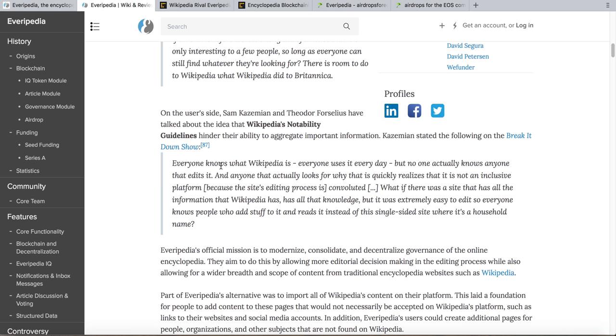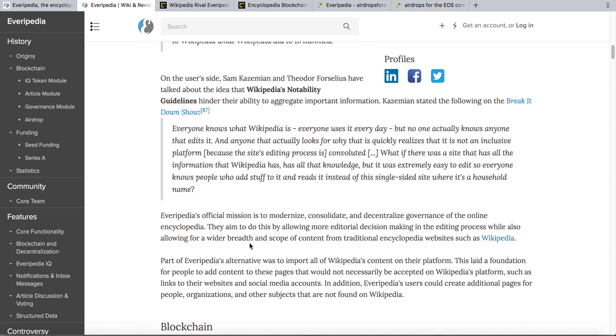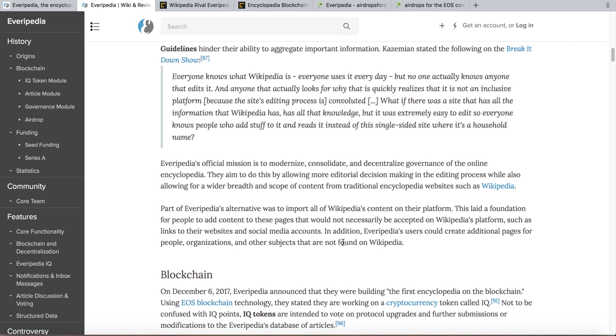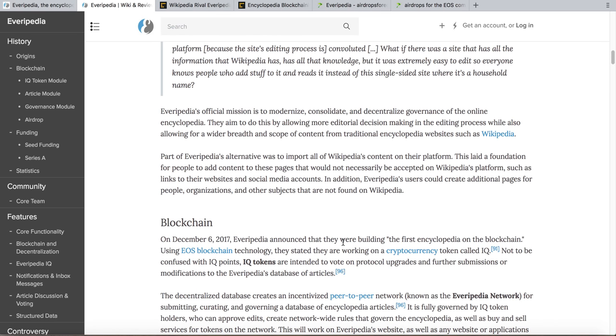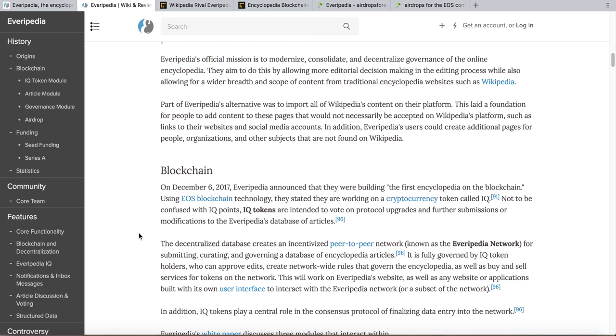So Everipedia's official mission is to modernize, consolidate, and decentralize the governance of the online encyclopedia. So the aim is, by allowing more editorial decision-making in the editing process, they also want to allow a wider breadth and scope of the content from the traditional encyclopedia, which is Wikipedia right now, that is currently available. And also they decided to use the EOS blockchain, utilizing their technology.